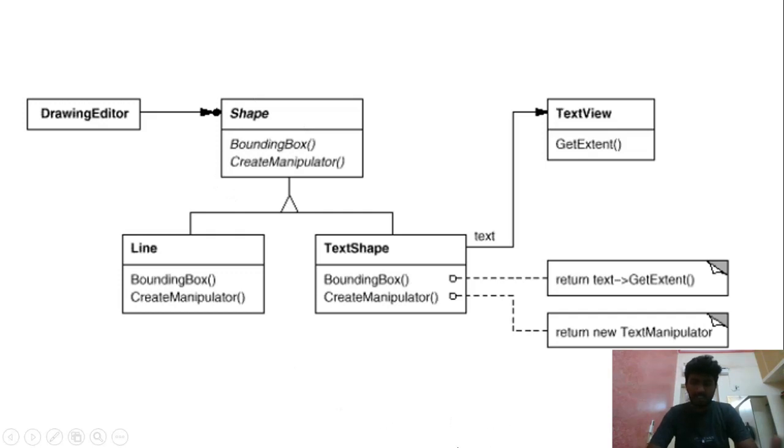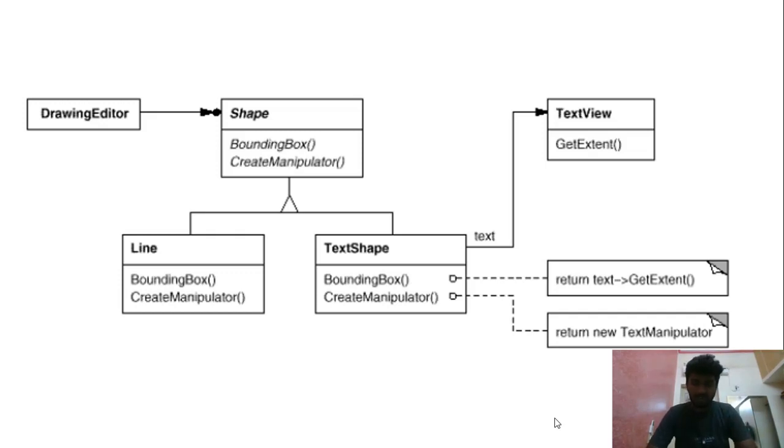So this diagram illustrates the object adapter case. It shows how bounding box requests declared in class shape are converted to get extent requests defined in text view. Since text shape adapts text view to the shape interface, the drawing editor can reuse the otherwise incompatible text view class. Often the adapter is responsible for functionality the adapted class doesn't provide. The diagram shows how an adapter can fulfill such responsibilities.